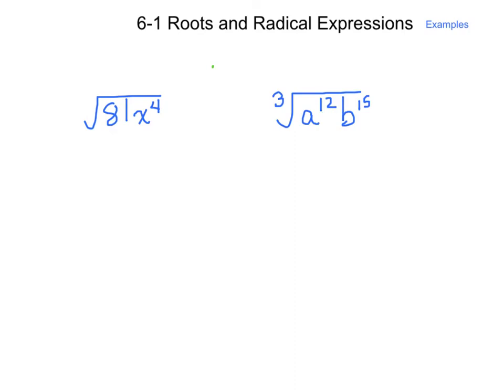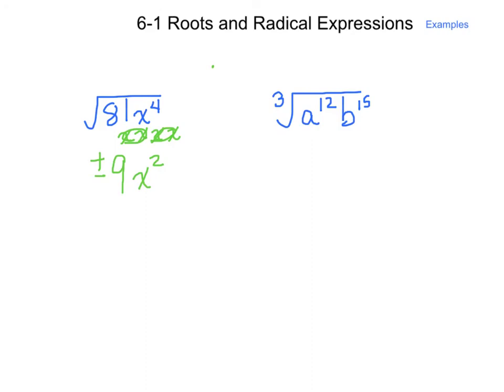Now let's find the root when there are variables involved. For the square root of 81 x to the 4th, we first take the square root of 81. That will give us plus or minus 9. x to the 4th is x times x times x times x. We need to take those out in groups of 2. We end up with 2 groups, so we have x squared. Remember to put plus or minus because you took the even root.